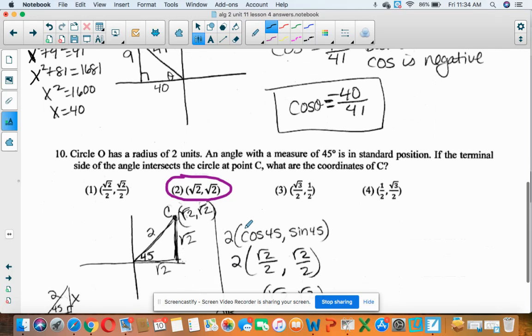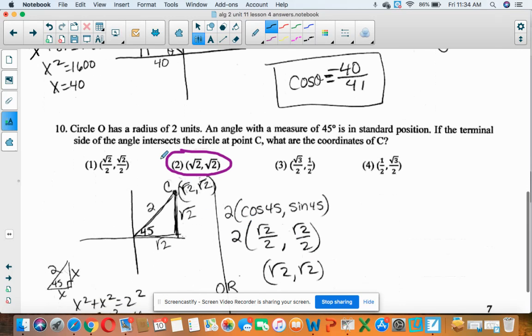And 10, I also have a picture for. Circle O has a radius of 2, so I put the 2 right here. An angle with a measure of 45 degrees is in standard position. The terminal side of the angle intersects the circle at point C. What are the coordinates of C?